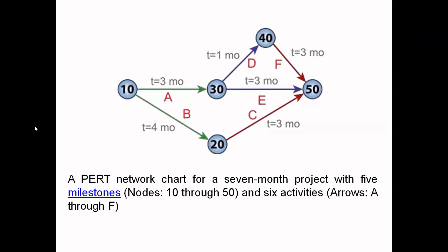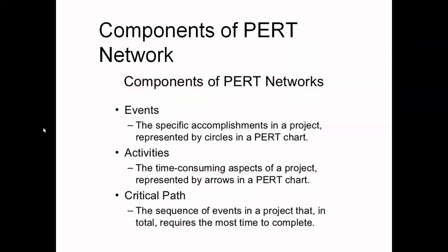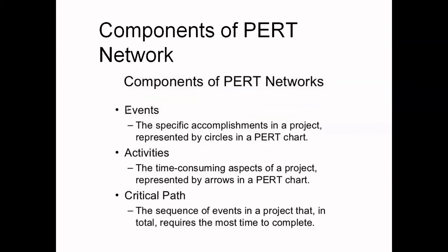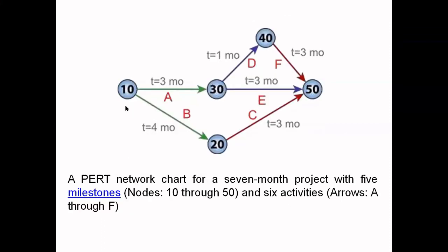Let me explain. A PERT network chart for a project with 5 milestones, nodes 10 to 50, and 6 activities A through F. First of all, this diagram has components, because I said at the beginning it's a tool and technique. Once you say tool, graphics and pictures are required. We have circles here, and arrow marks here. There are also some numbers and some alphabets used.